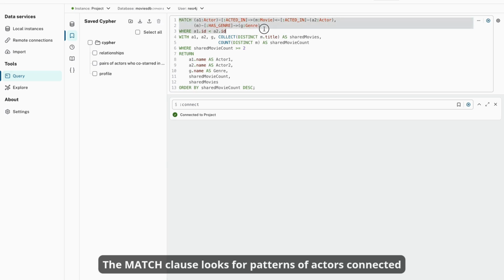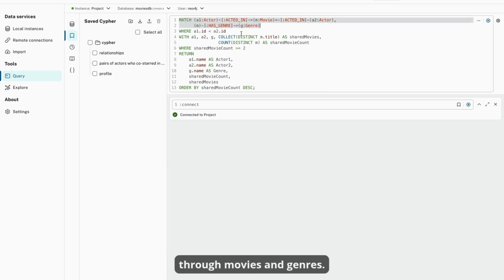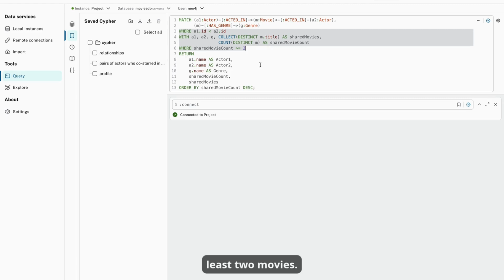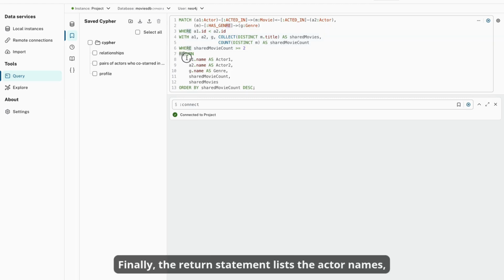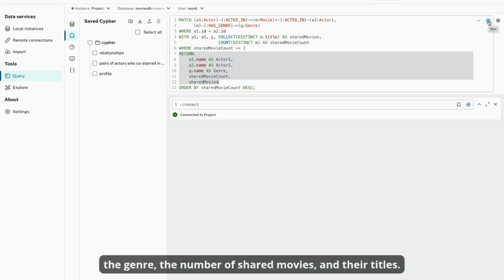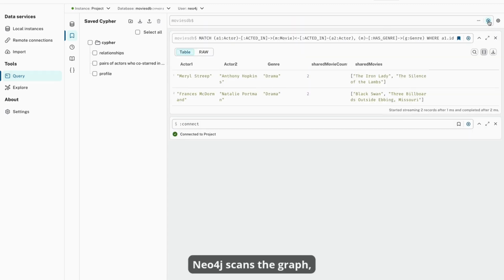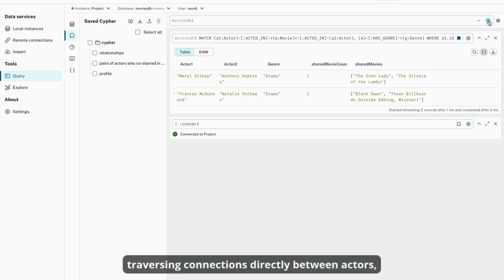The MATCH clause looks for patterns of actors connected through movies and genres. The WITH and WHERE parts filter pairs that share at least 2 movies. Finally, the RETURN statement lists the actor names, the genre, the number of shared movies, and their titles. Let's run the query. Neo4j scans the graph, traversing connections directly between actors, movies, and genres.